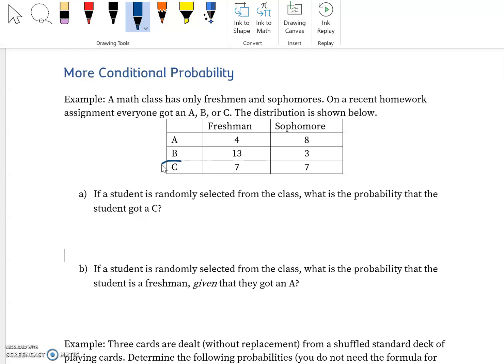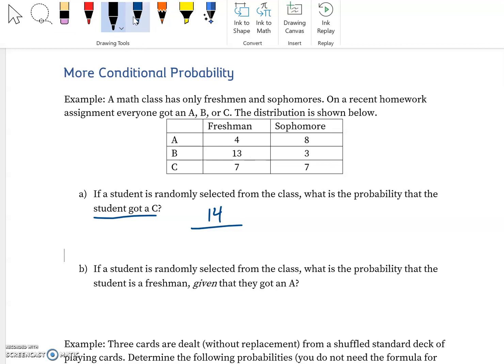Well, the first thing we could do is we could say, well, how many C's were there, right? There were 7 freshmen and 7 sophomores each who got C's, so there were 14 total, right? So how many did the thing that we were looking for, which is getting a C? We had 14 of those. And then we got to figure out how many total are in this class. So there's a couple different ways we could do this, right? We just add up all 6 numbers.